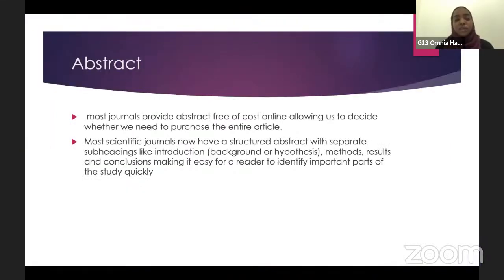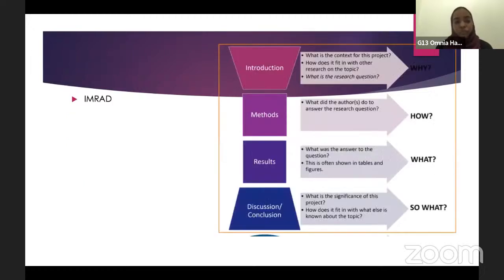Then the next step is to read the abstract. Most journals, as I said, provide the abstract for free, and most scientific journals have a structured abstract with separate subheadings like introduction, method, result, and conclusion, making it easy for the reader to identify. And this structure of the abstract, we call it the IMRAD. So IMRAD means introduction. In the introduction, what are we looking for? What is the context of this project? How does it fit with other research topics? And what is the research question?